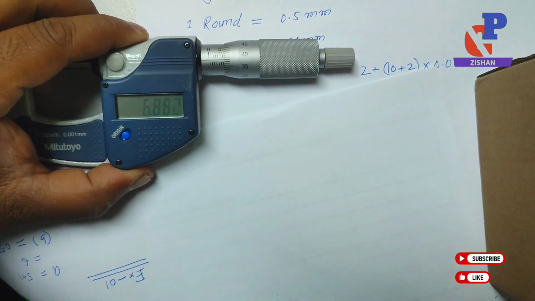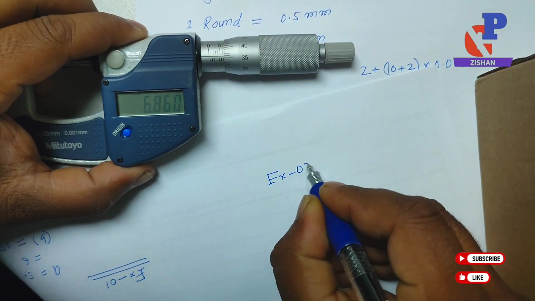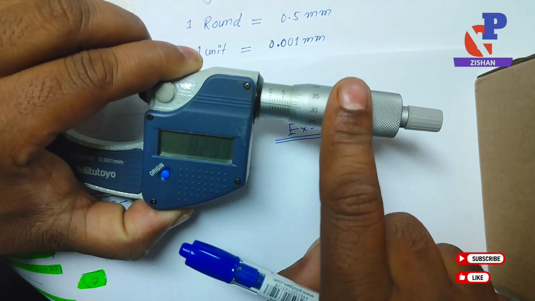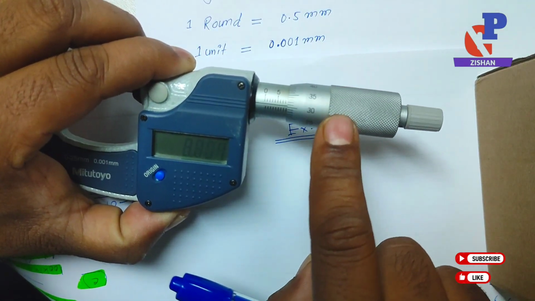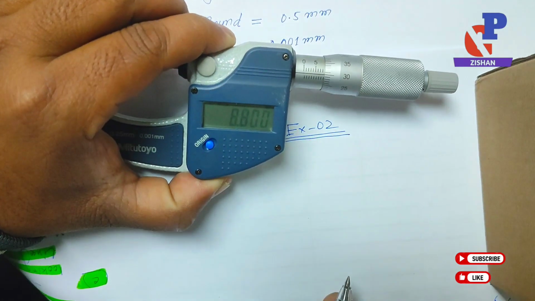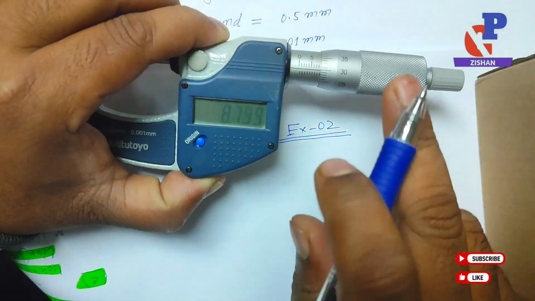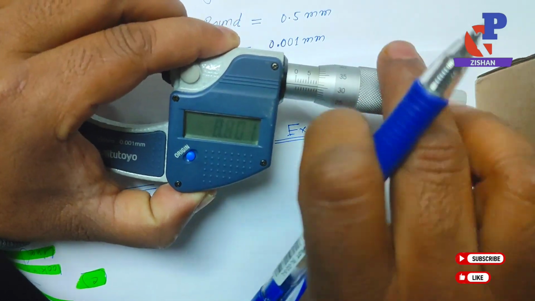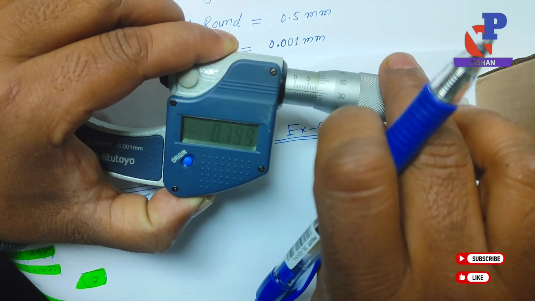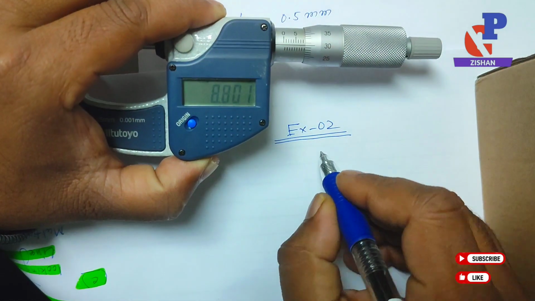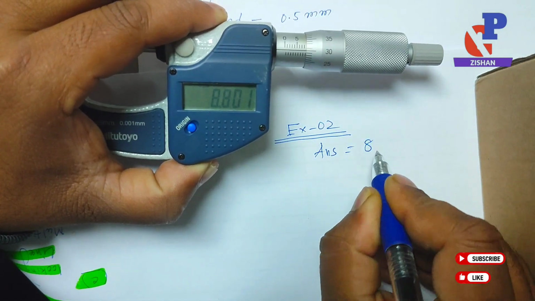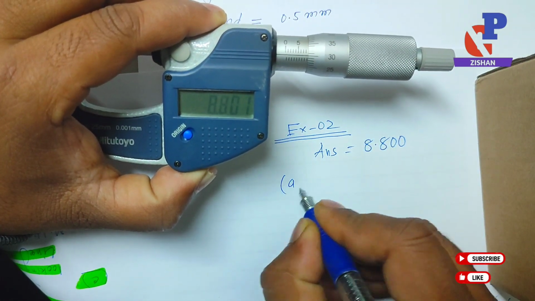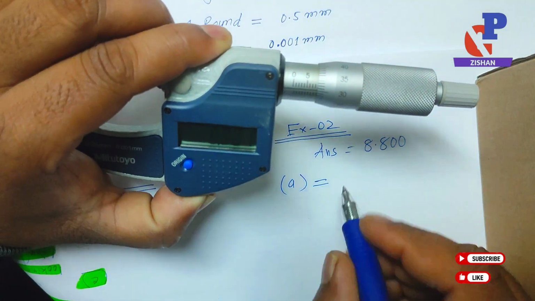Now we are going to test another example, example number 2. In this example we have to set any reading. As you see, the display shows 8.800. After that we have to calculate manually.